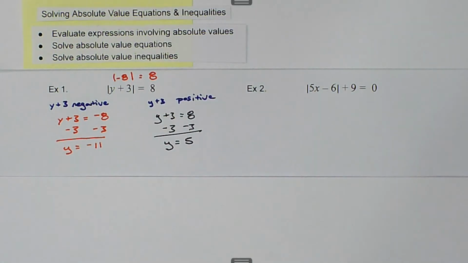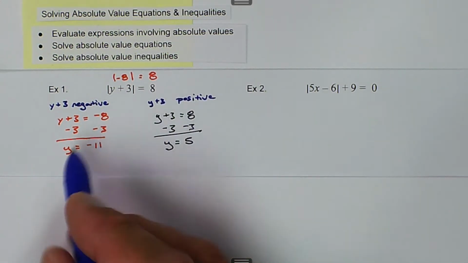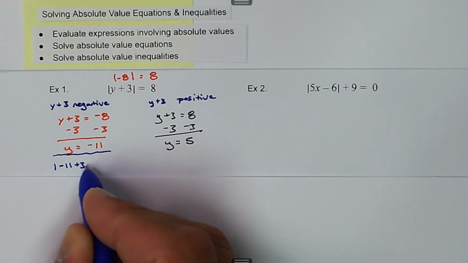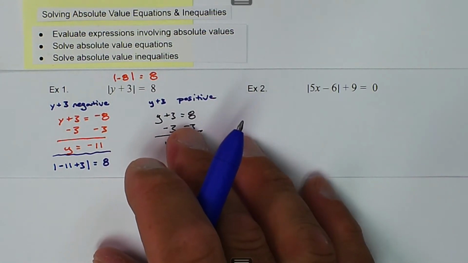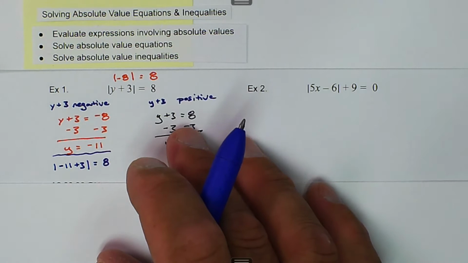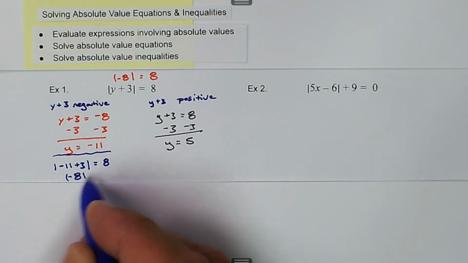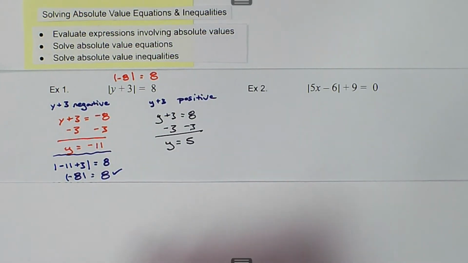So then we just have to check our solution. All we're going to do is take our y value, substitute it in, and see if it works. So the absolute value of negative 11 plus 3, is that equal to 8? So then we have negative 8. Absolute value of negative 8 is equal to 8. So negative 11 is a solution.